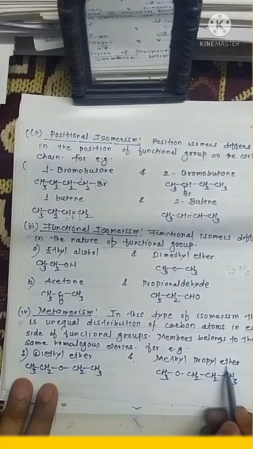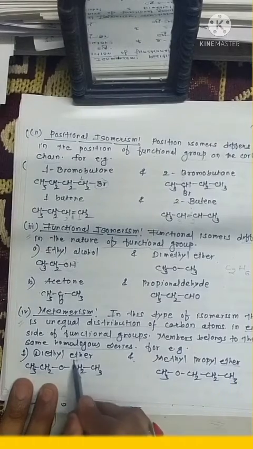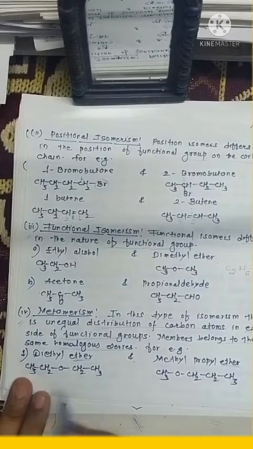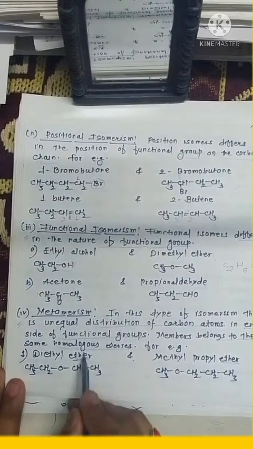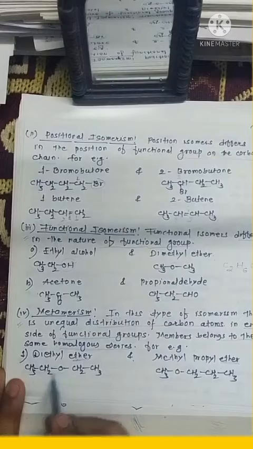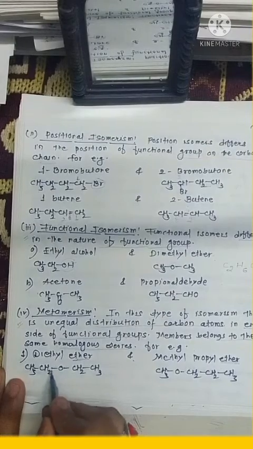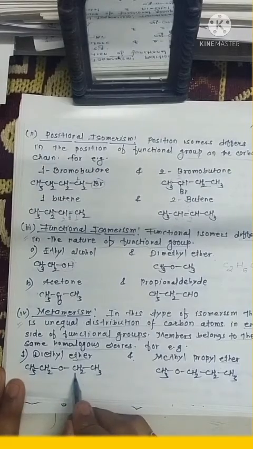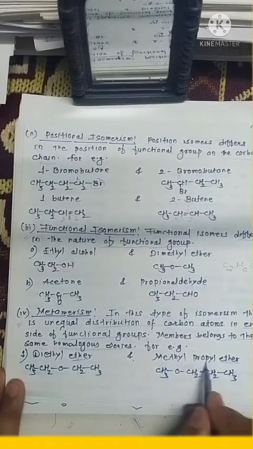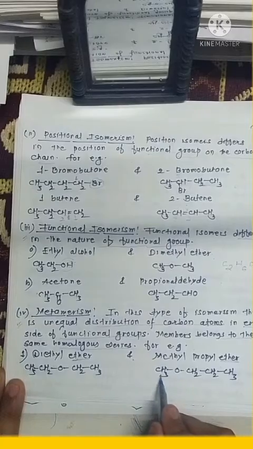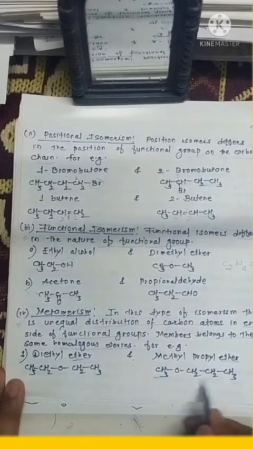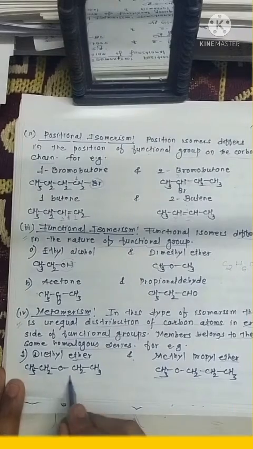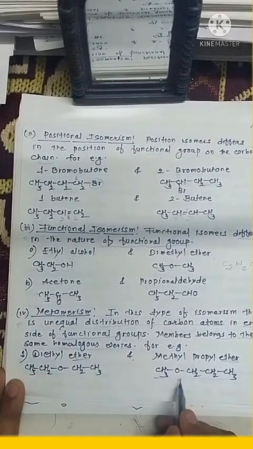Just see the example of diethyl ether and methyl propyl ether. Both compounds belong to the ether family. But in diethyl ether there are 2 carbon atoms present on the left hand side as well as the right hand side, while in methyl propyl ether the left hand side has 1 carbon atom while the right hand side has 3 carbon atoms. They are metamers of each other.